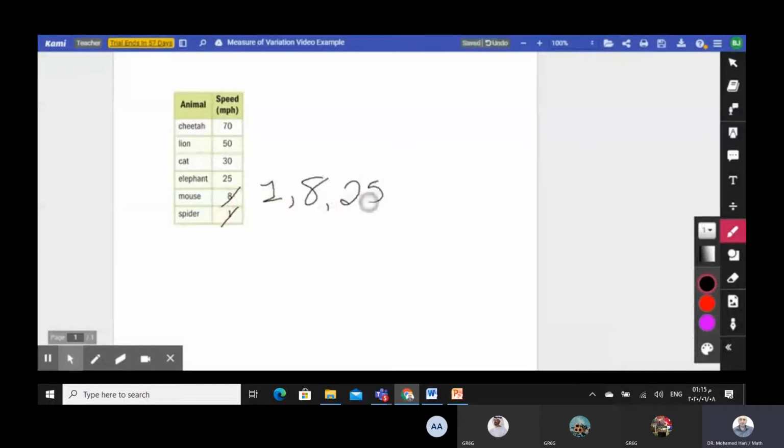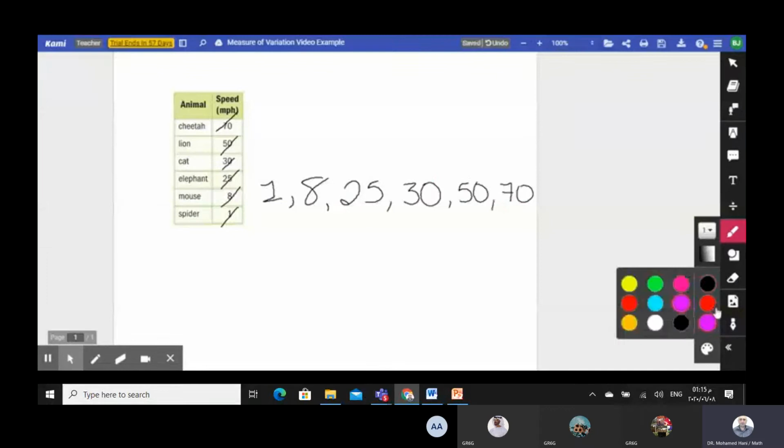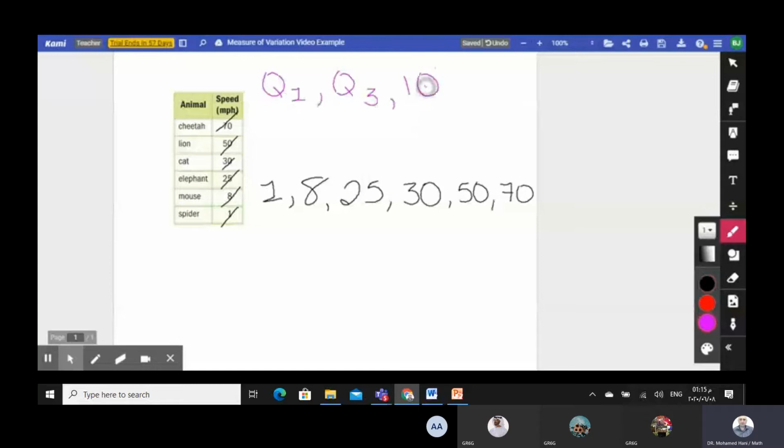After that, we have 25, 30, 50, and 70. So our measures of variation that we have to find are Q1, or you might also hear this called the first quartile or the lower quartile. We have to find Q3, we have to find the IQR, and we have to find the range.